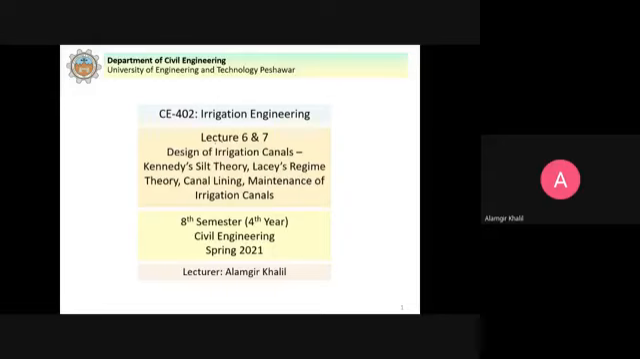Today is lecture number 6 and 7 of the course Irrigation Engineering. In today's lecture, we will study about the design of irrigation canals. We will continue with Kennedy's silt theory. We will study about Lacey's regime theory. We will study about canal lining, and we will also study about the maintenance of irrigation canals.